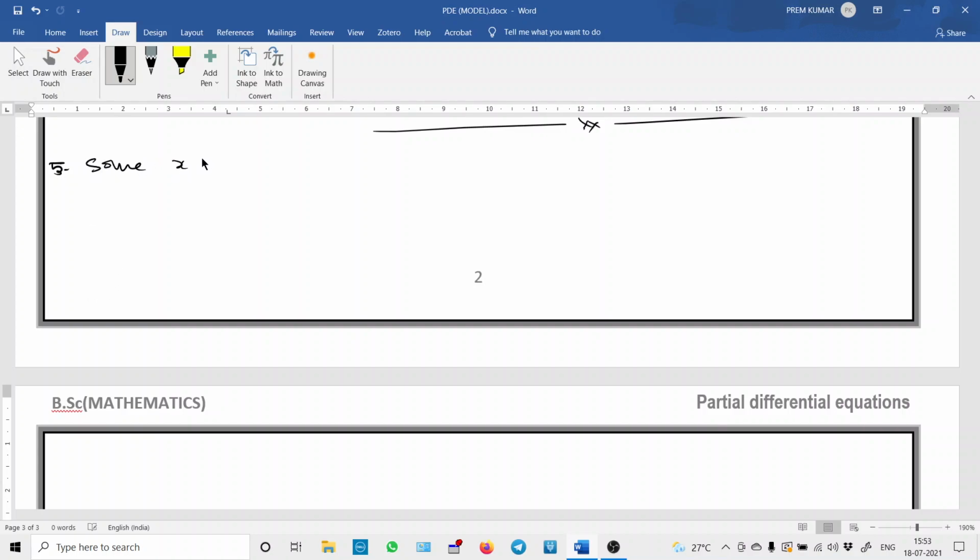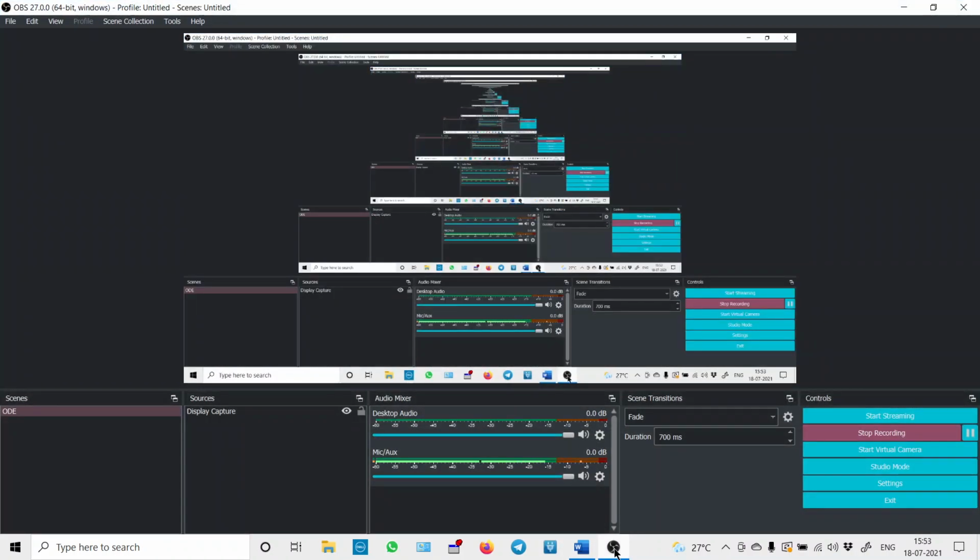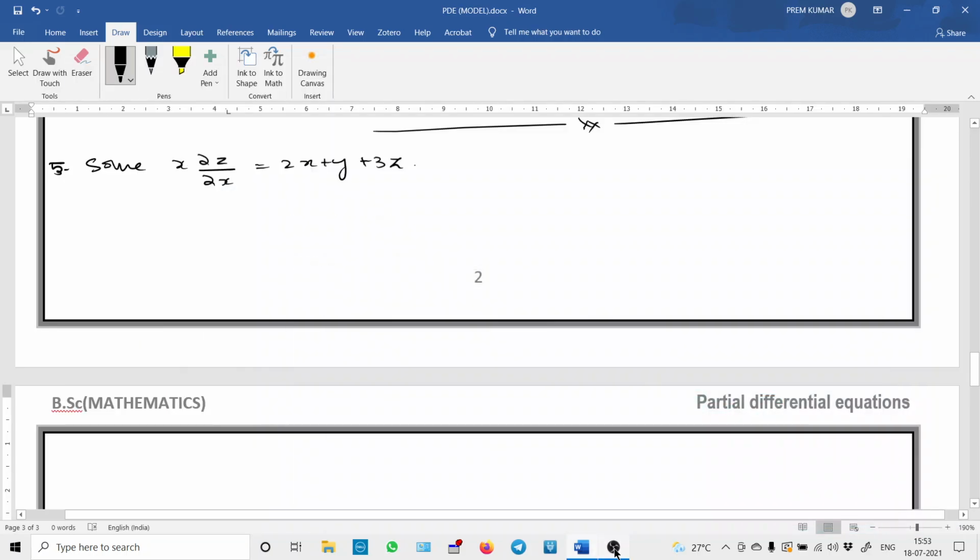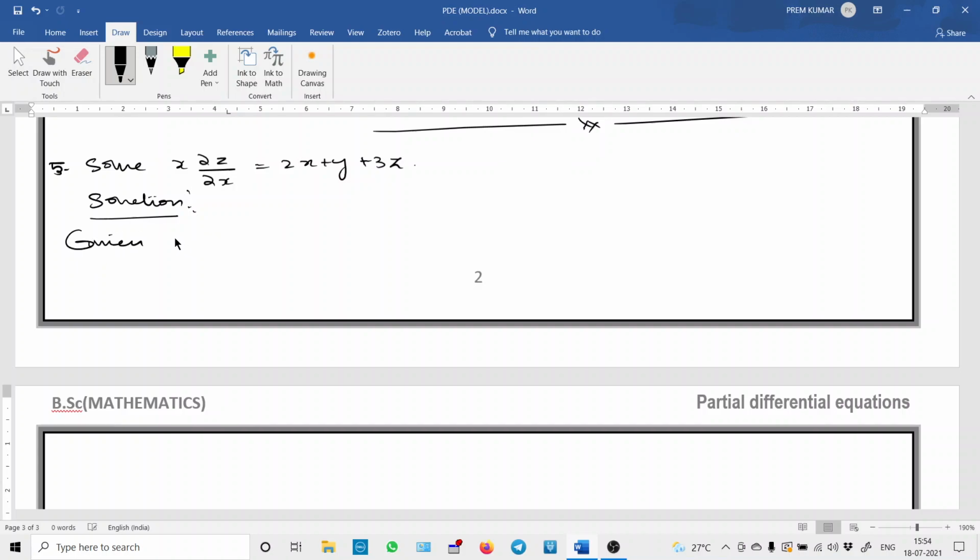Solve x ∂z/∂x = 2x + y + 3z. This is the PDE, and we need to find the solution of this PDE. Solution. First we will write the given partial differential equation: x ∂z/∂x = 2x + y + 3z.